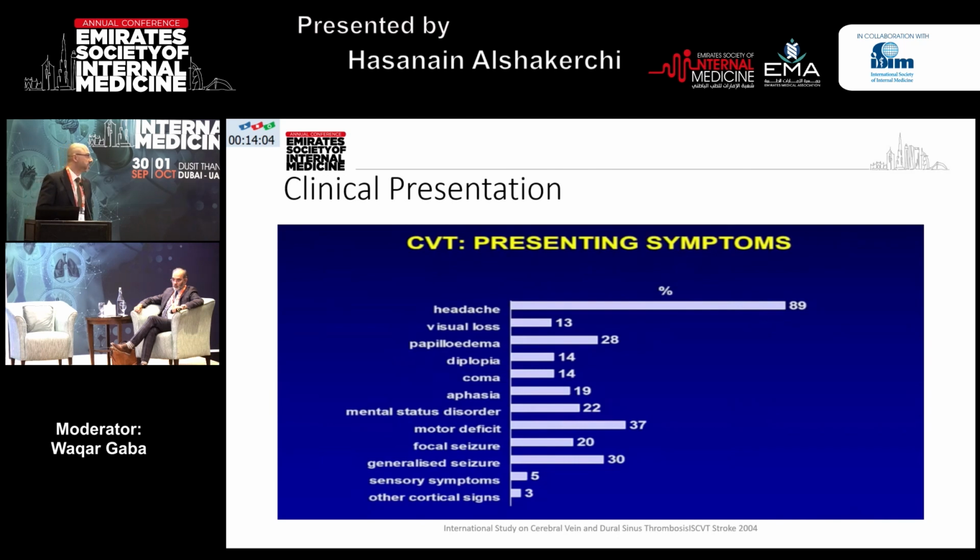So what are their presenting symptoms? Commonest is the headache. A lot of people normally present with headache. The headache tends to be classically that of raised intracranial pressure: diffuse, worse on lying flat, associated with, for example, vomiting, early in the morning.